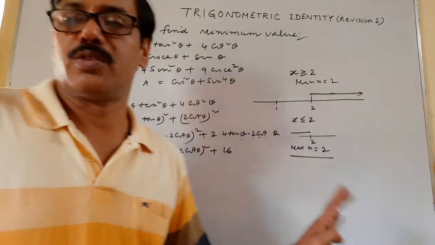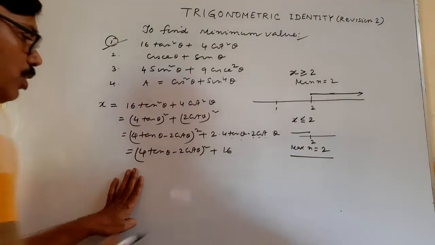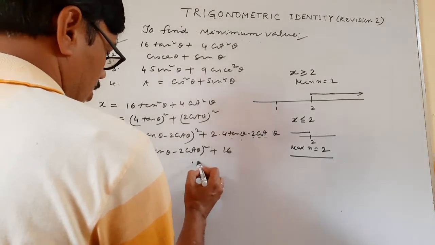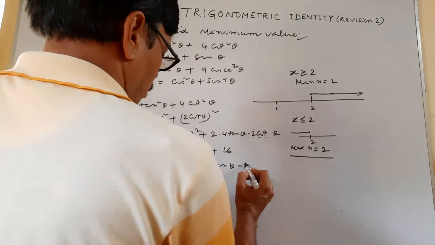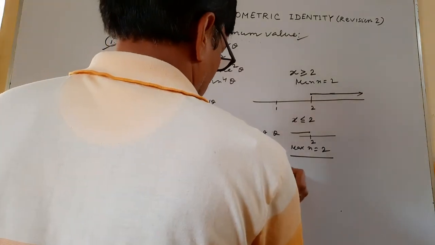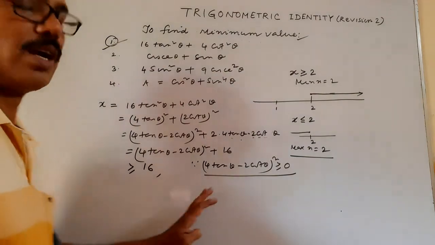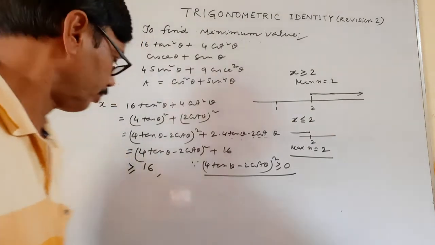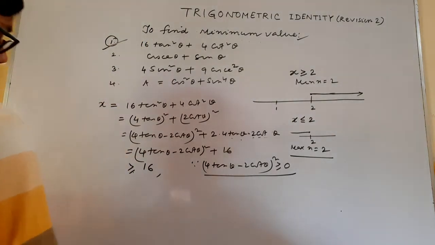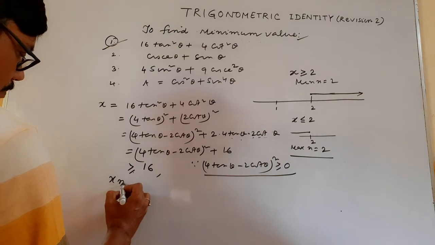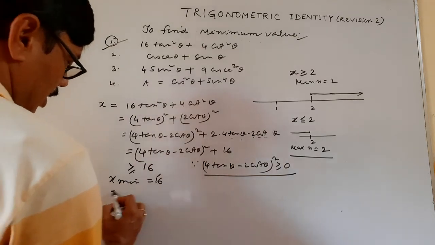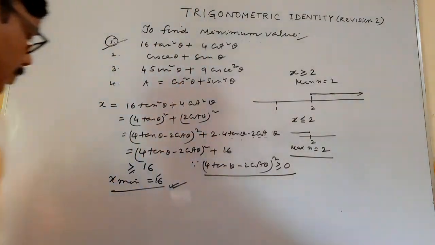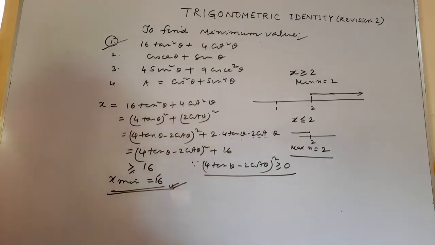And a square term is always positive. If it is non-zero, then it is greater than 0. So x is greater than or equal to 16, since (4 tan theta minus 2 cot theta) whole square is greater than or equal to 0. A square term is always positive and it is 0 when a equals b. So we are getting an inequality. So x minimum equals 16. So what is the minimum value? Minimum value is 16.